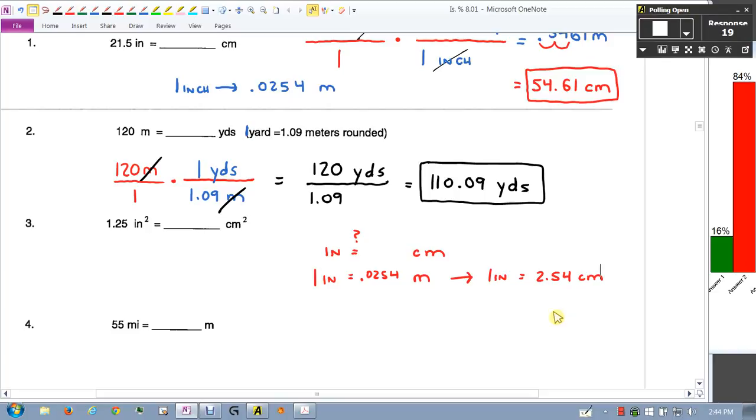Y'all with me? Now, I need to get to squared units. So now that I have inches and centimeters, I'm going to square both sides. So let's square the left side. What happens when you square the left side? You're just going to get 1 inch squared. And over here, 2.54, you have to square it. 6.4516. Centimeters squared.